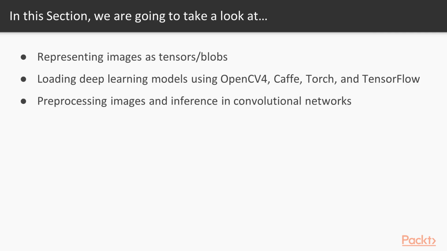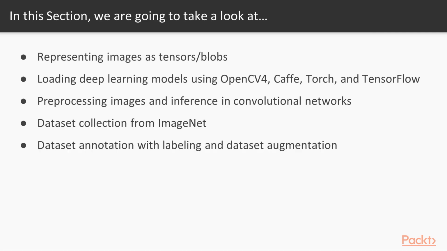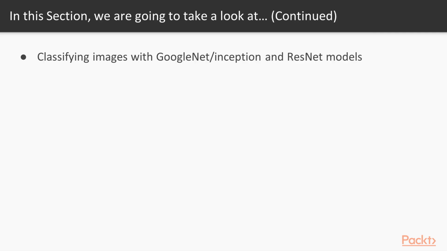Next, we'll pre-process images and run inference in convolutional networks. Next, we'll learn what ImageNet is and how to collect datasets from ImageNet. Next, we'll learn about dataset annotation with the LabelImg tool and dataset augmentation. Later, we'll be classifying images with GoogleNet, Inception, and ResNet models.